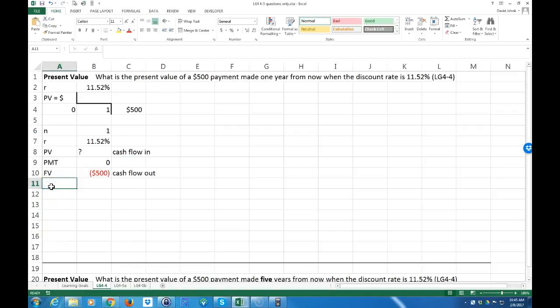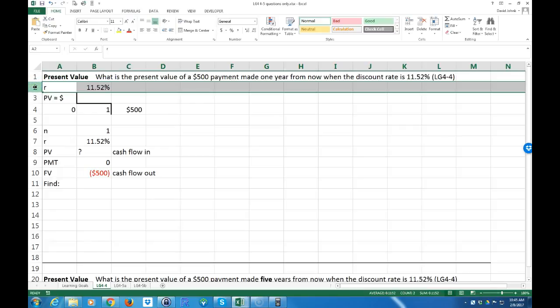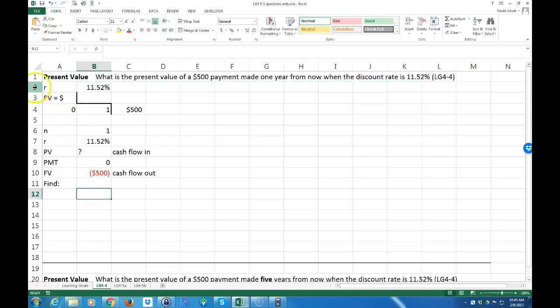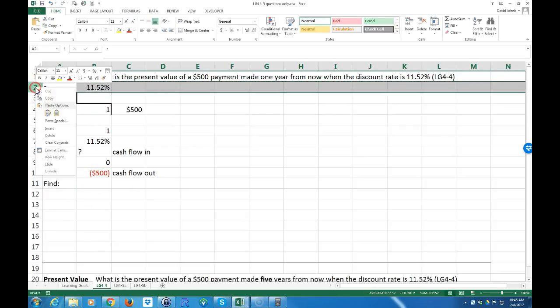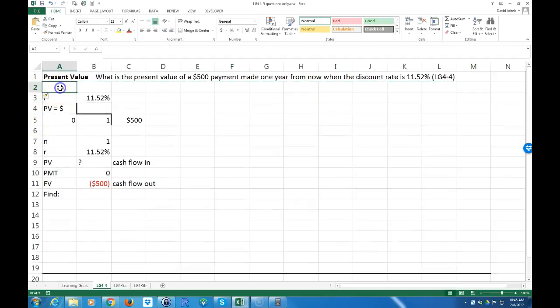So I'm going to go here. What do we want to find? I guess what I should have done, normally I do these problems, is go to row 2, right click and go insert. I'm going to say given here. This is what we're given. And what we want to find is the present value. We could do it 2 ways.